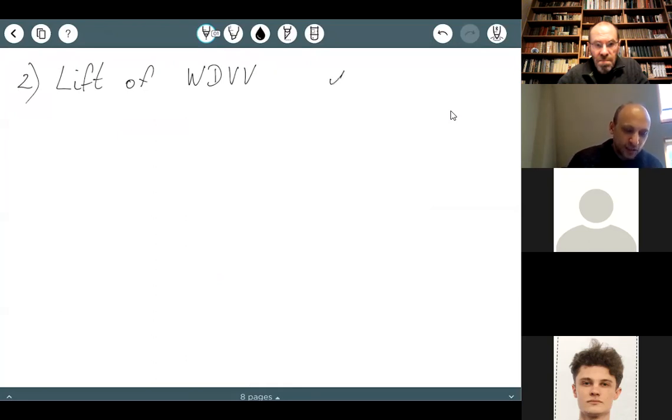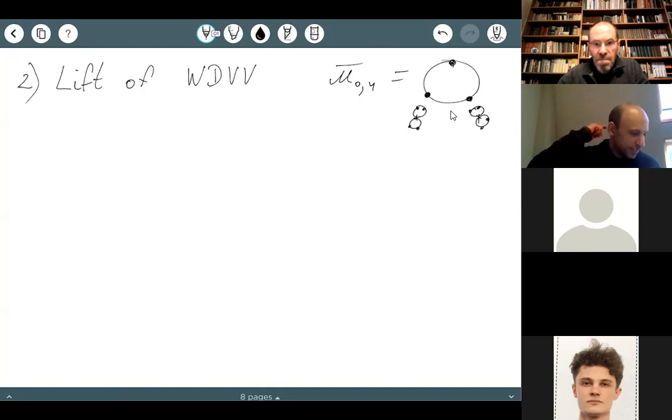So it's a relation in M04 bar. Remember, M04 bar is a sphere. And there are three special points that correspond to non-smooth stable curves. So the WDVV relation actually says that two points on the sphere are homologous to each other. They represent the same homology class. So that's really a very simple fact, but if you translate it in terms of Gromov-Witten invariants, you get a differential equation, which is actually called the WDVV relation.